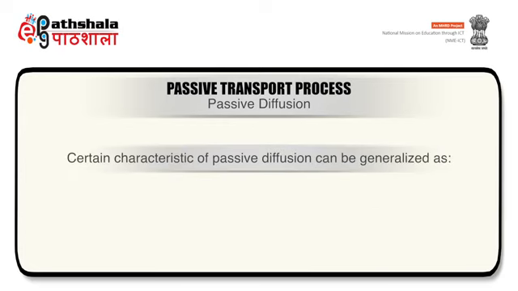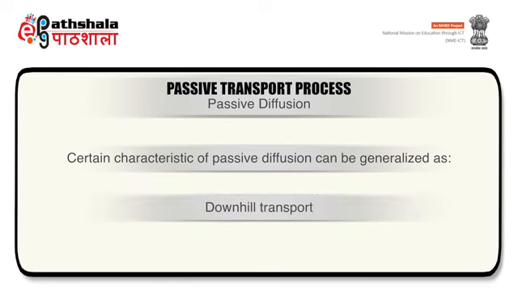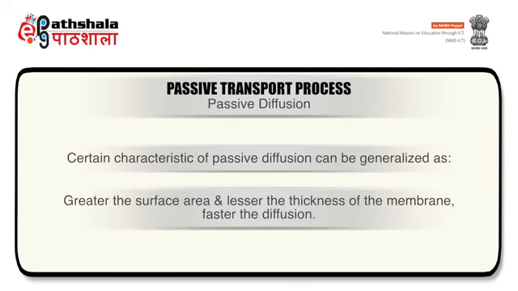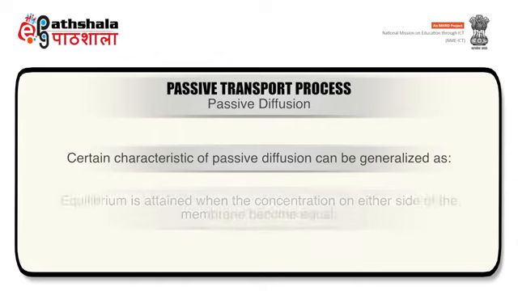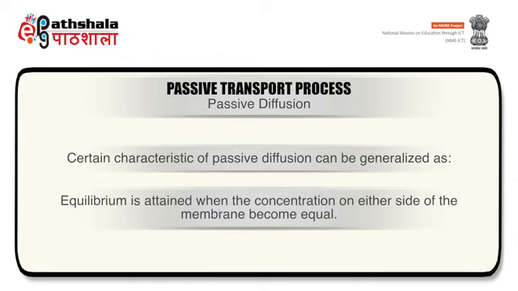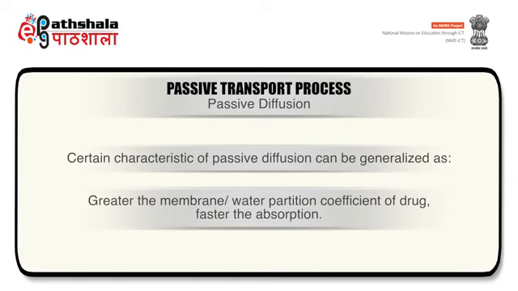Certain characteristics of passive diffusion can be generalized. It is downhill transport. The greater the surface area and the lesser the thickness of the membrane, the faster the diffusion. Equilibrium is attained when the concentration on either side of the membrane becomes equal. The greater the membrane to water partition coefficient of the drug, the faster the absorption.